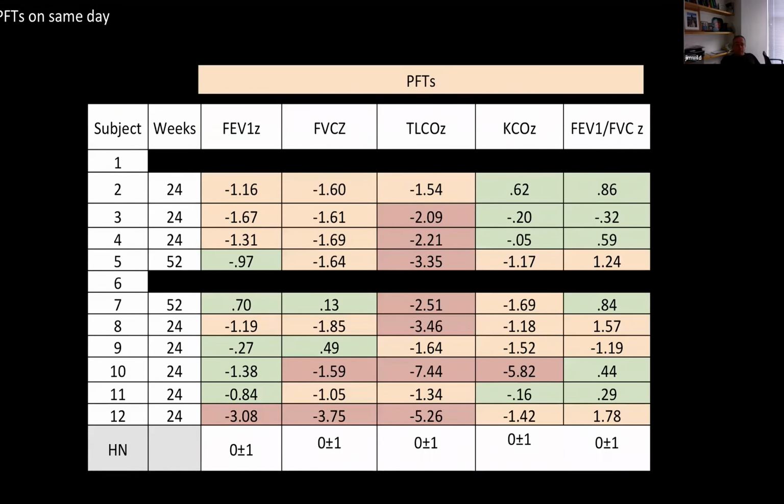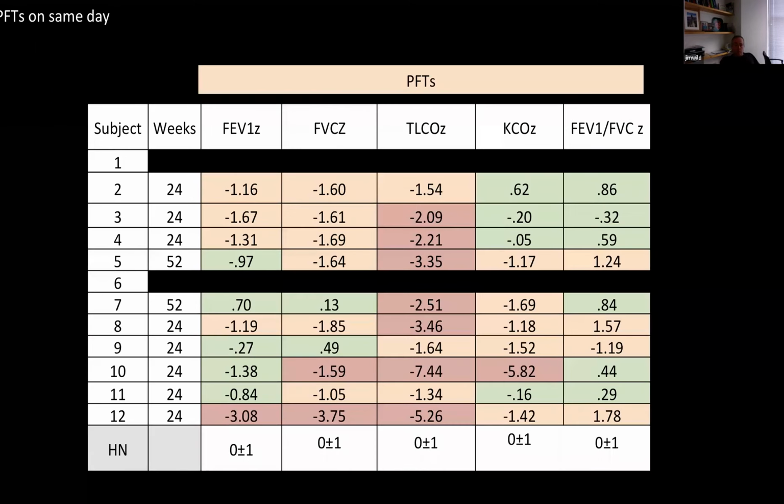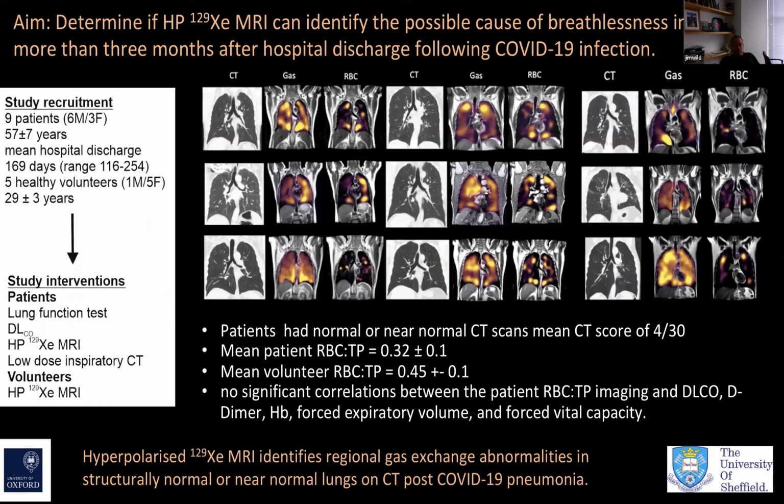There's the same patient's lung function. So you see the carbon monoxide gas transfer abnormality there, where we see the xenon RBC membrane abnormality as well. So rightfully so, you see a kind of correspondence there between a lung function test and a regional gas transfer test, and then the other lung function data. So that's the UKLD study.